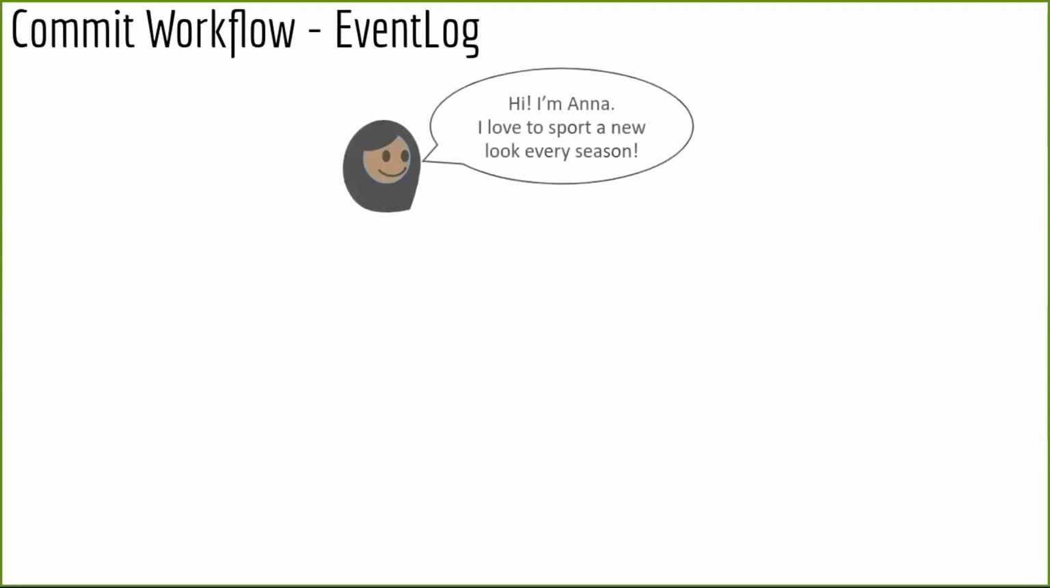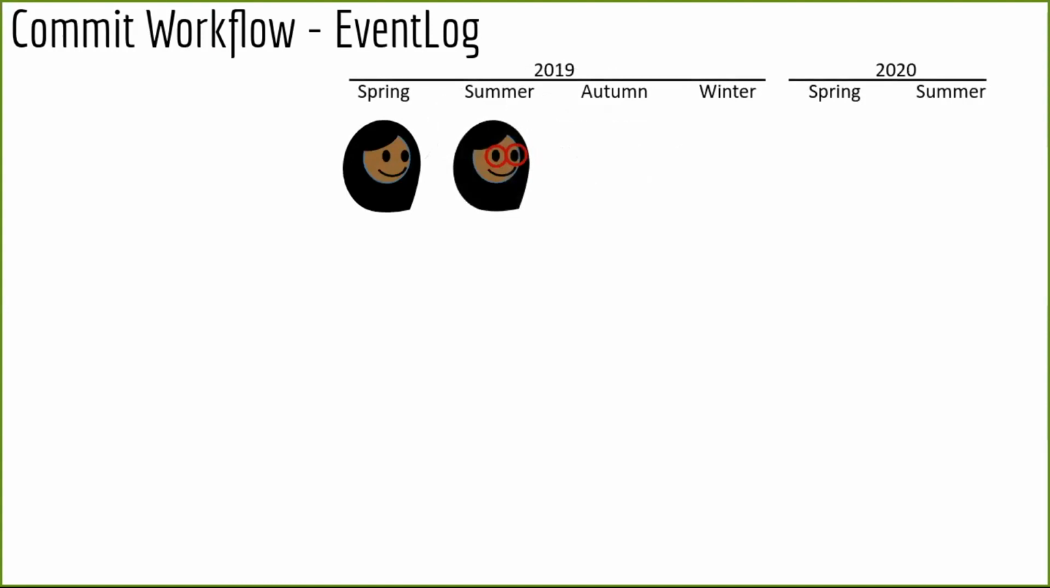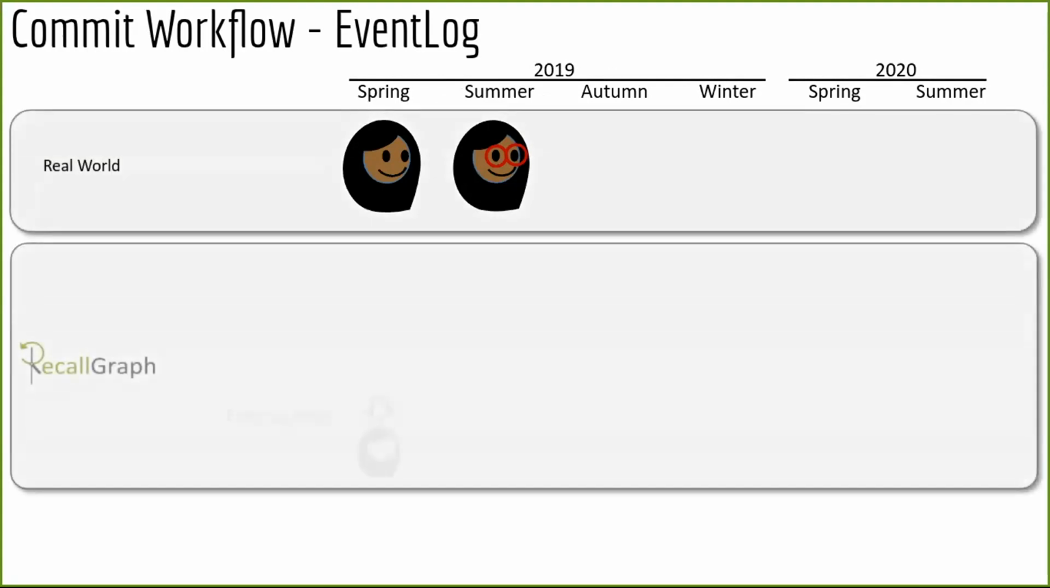All right, so now let's take a closer look at the event log and how it works. For that, we'll use the example of a pet named Anna. Anna likes to sport a new look every season, whether that is a change in her hair color or choosing a different accessory every season. So we'll see how RecallGraph is able to keep track of these changes. We start with the spring of 2019, where Anna sports black hair and no accessories. And in the summer of 2019, she decides to add a pair of red glasses. So let's see how RecallGraph can keep track of this.